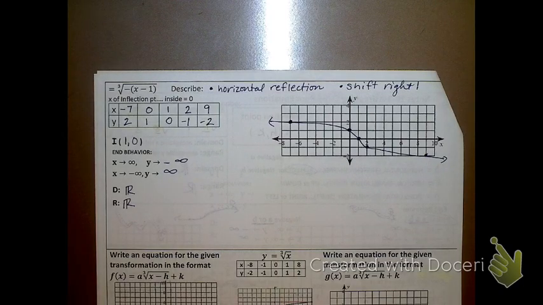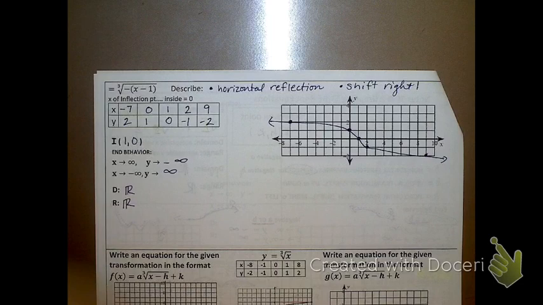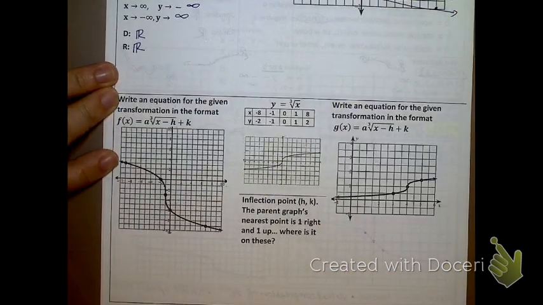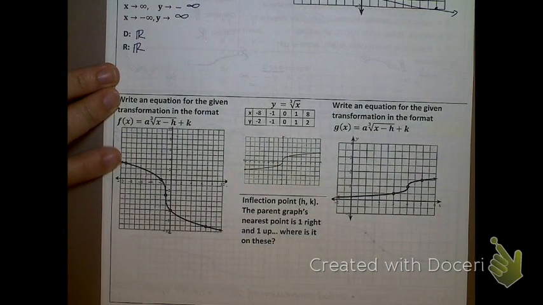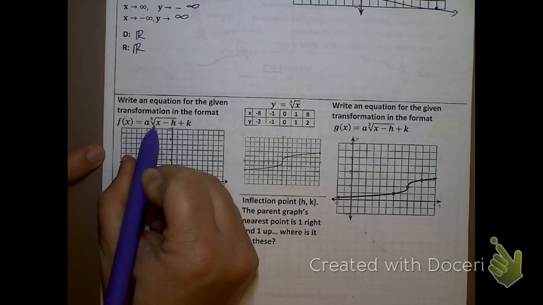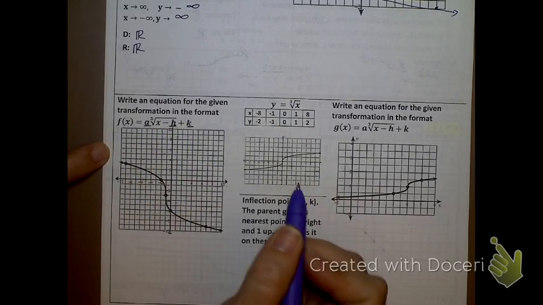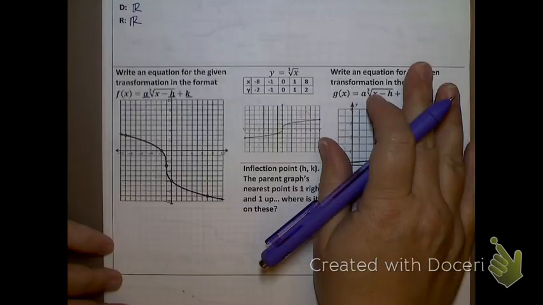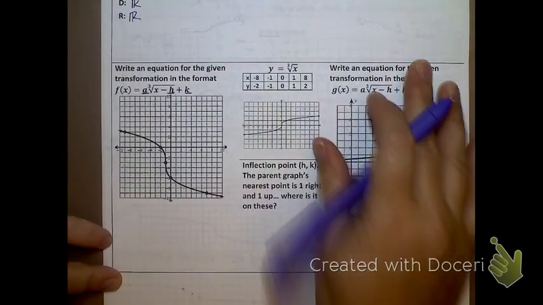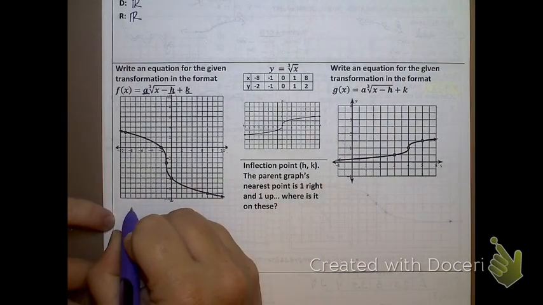All right, now for our last two problems. The last two problems are a little different. I'm giving you a graph. I want you to tell me the equation. So to write the equation, do you notice there's no b value in this equation? So I only need to find a, h, and k. What do you think is easiest to find first? H and k.